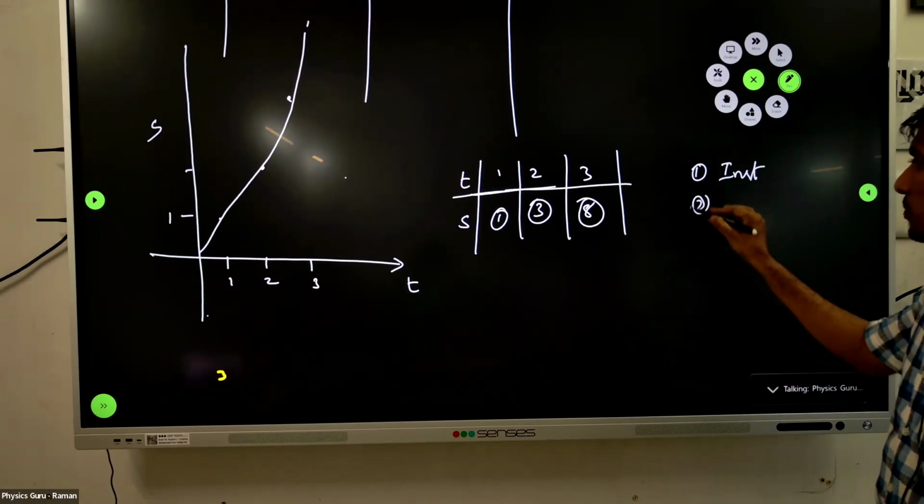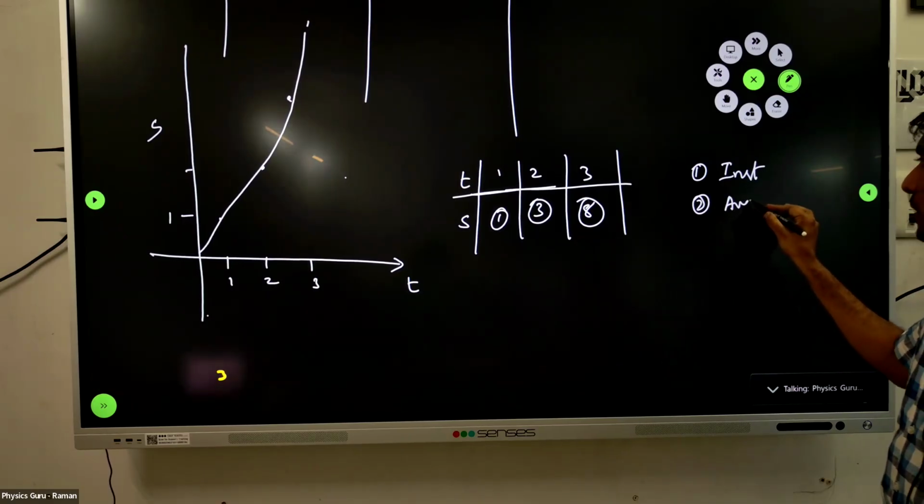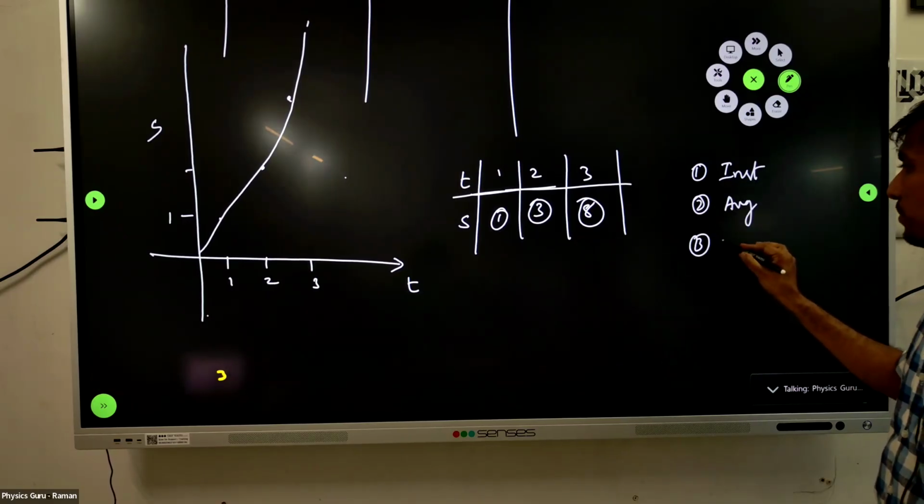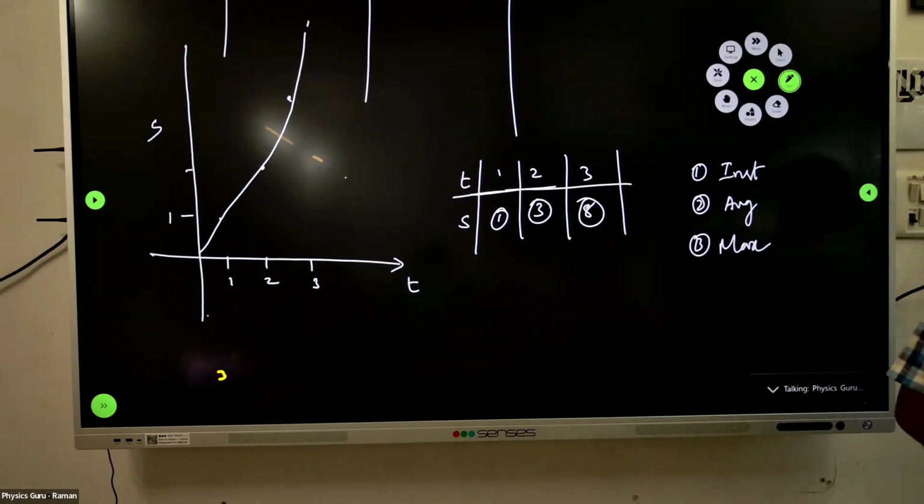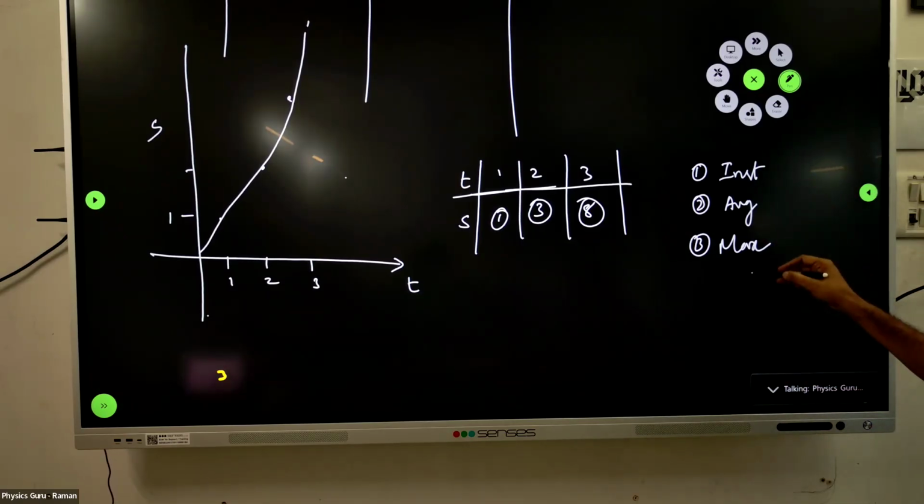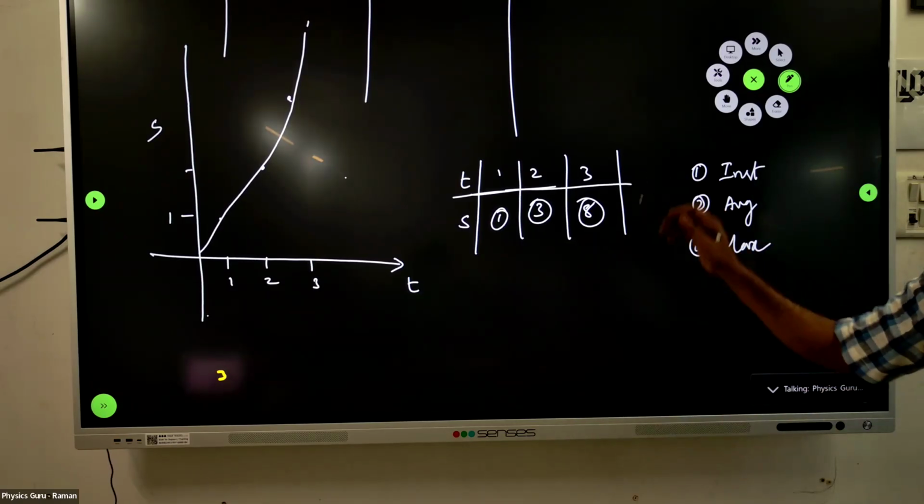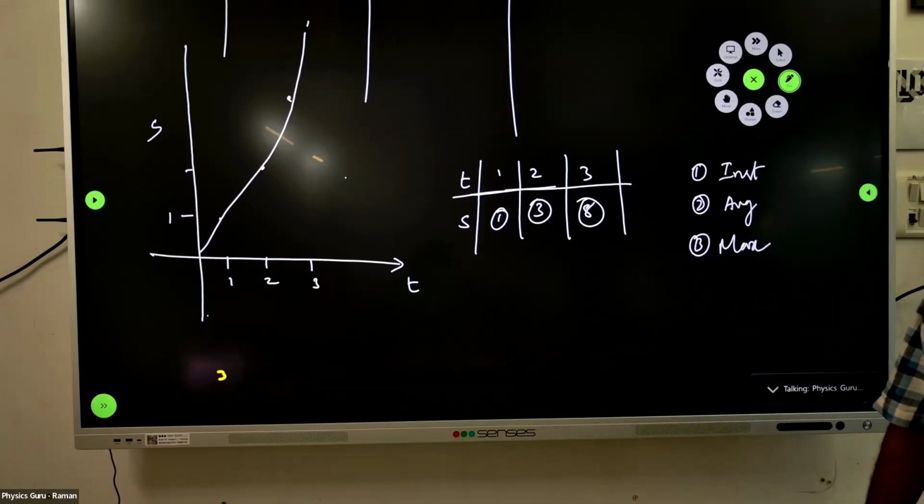And the second kind of displacement is average. And the third one would be the maximum value or the peak value. There are 3 types of displacement, 3 types of velocities, and 3 types of acceleration.